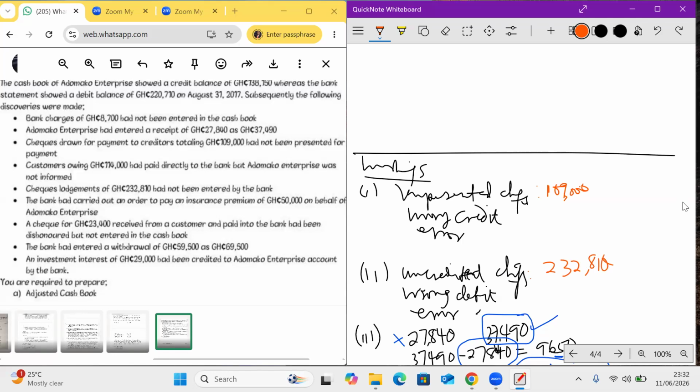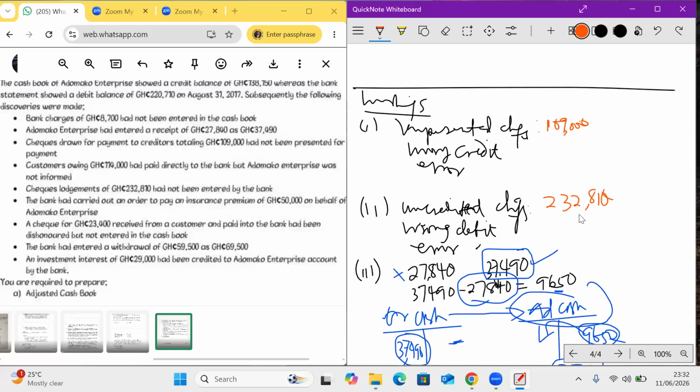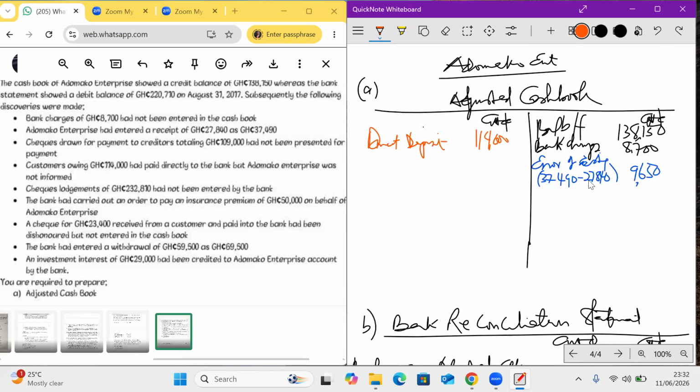The bank had carried out an order to pay an insurance premium of 50,000 on behalf of the Adomako enterprise. That would be a standing order. Good. How much? 50,000.